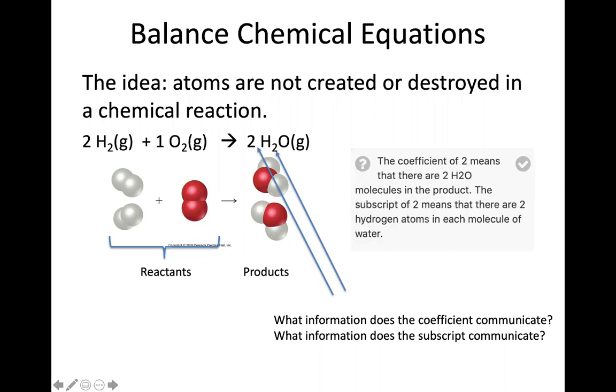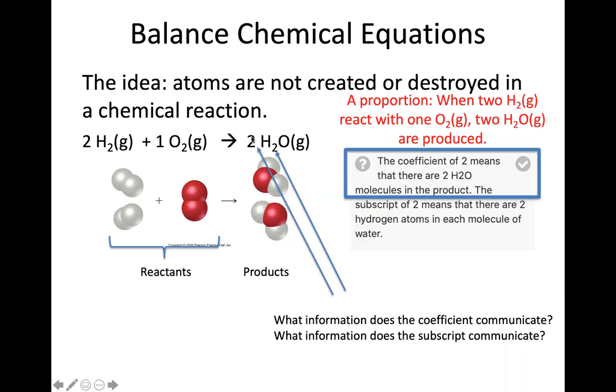So here's one of the responses I saw in perusal. It says the coefficient of 2 means that there are 2 H2O molecules in the product. The subscript of 2 means that there are 2 hydrogen atoms in each molecule of water. I really like that second sentence. The subscript is telling me something about what's, in this case, within the molecule. I like that. But I think we need to be careful with the coefficient.